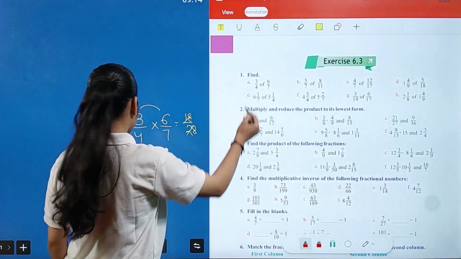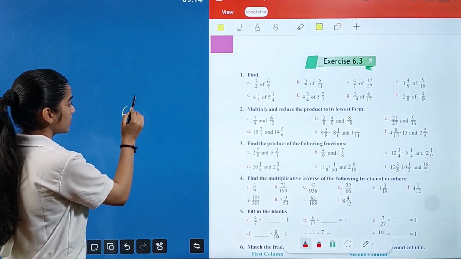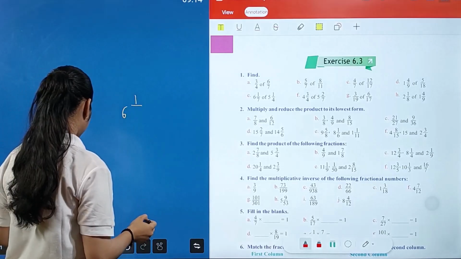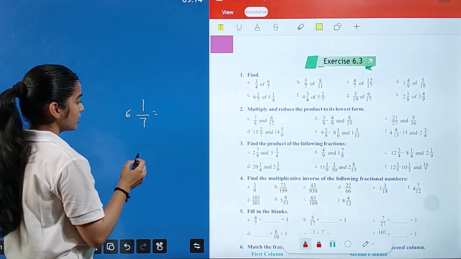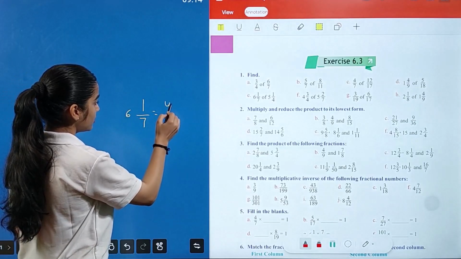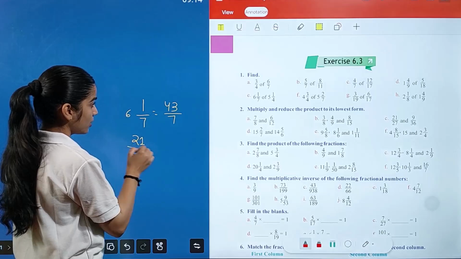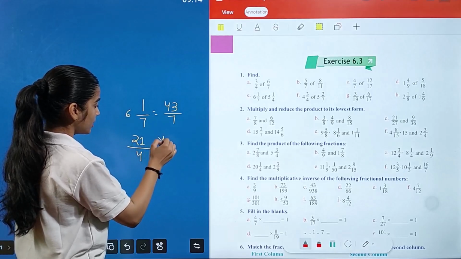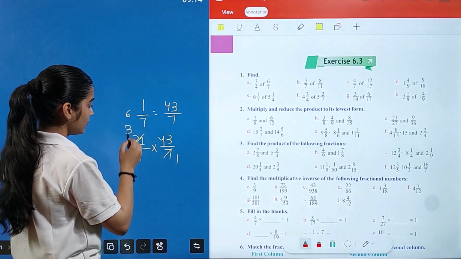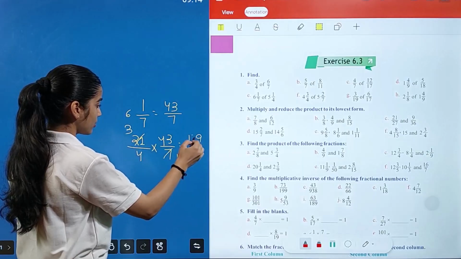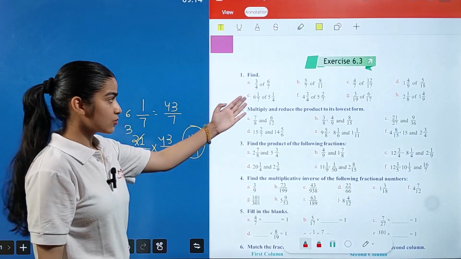Now we take the next example. 6 and 1 upon 7. Further we convert this. 6 sevens are 42. 42 plus 1, 43 upon 7. Next, 5 fours are 20. 20 plus 1, 21 upon 4. Now you have to multiply it, 43 upon 7. So 7 threes are 21. Now you can multiply. 3 threes are 9. 3 fours are 12 upon 4. This is your answer.